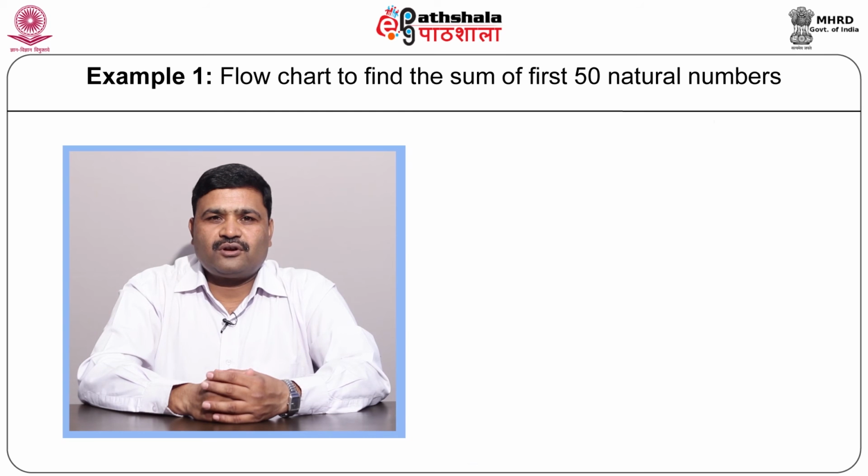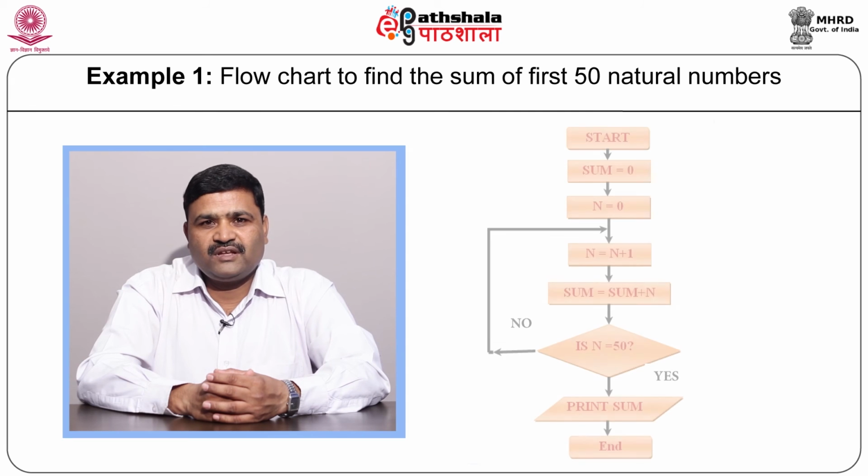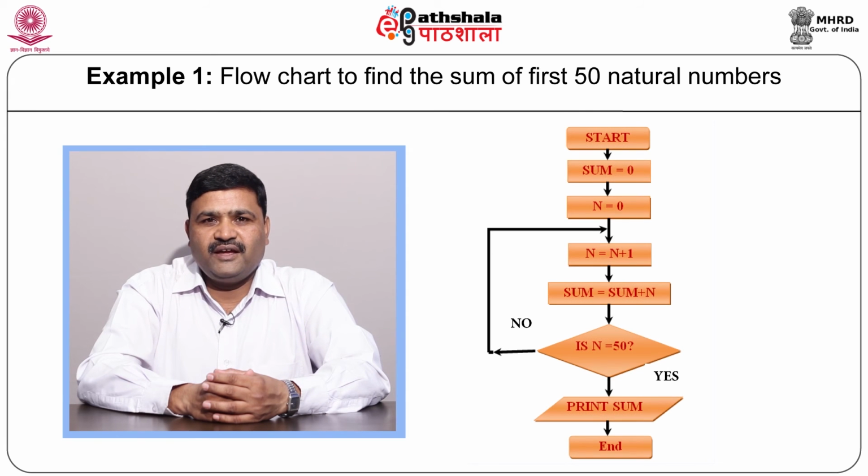Let us see how to draw a flowchart for the sum of the first 50 natural numbers. If you want to draw a flowchart of any concept, you need to know different flowchart symbols. For this problem, you need to know the input block, output block, processing block and decision making block. In this flowchart, start and end are shown by oval. After that, sum is assumed 0 and n is assumed 0. You have to initialize the value of the counter and the value of sum. After this, you have to increment your counter by 1.